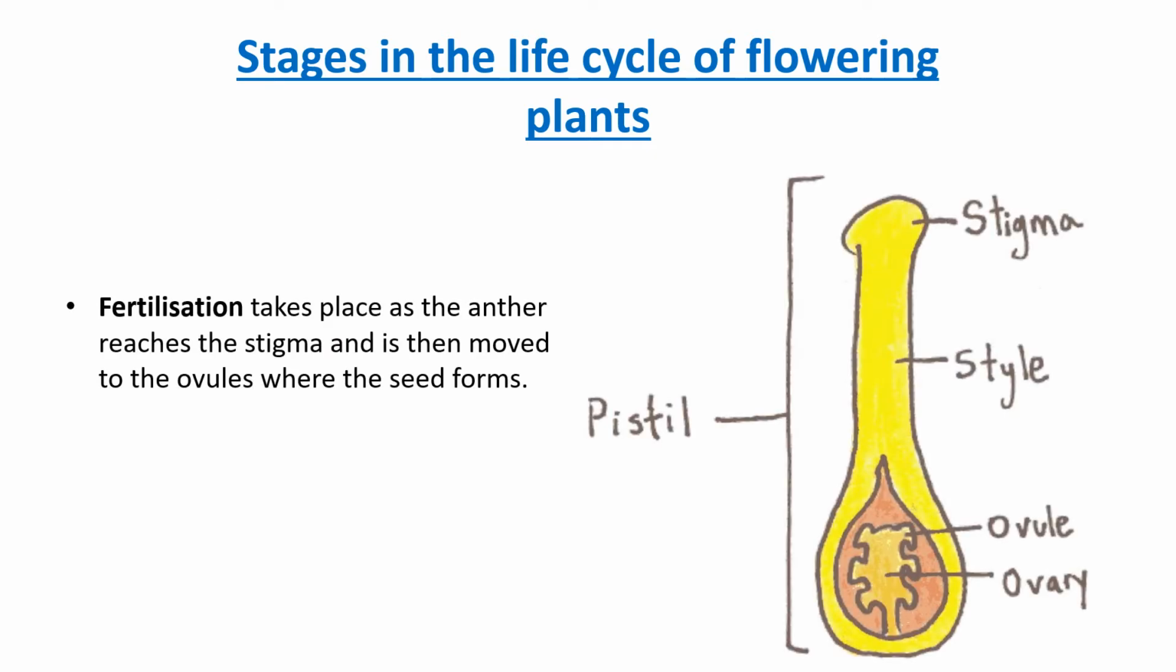Fertilization takes place as the pollen from the anther reaches the stigma and is then moved to the ovules where the seed forms.